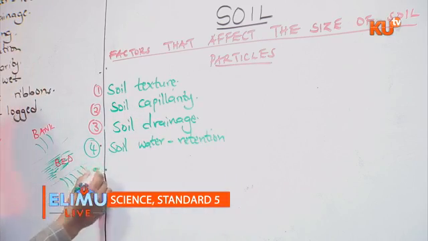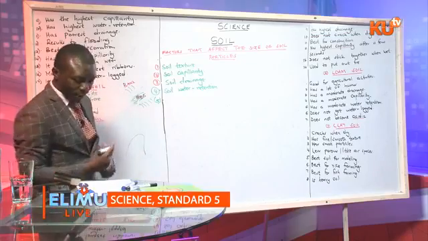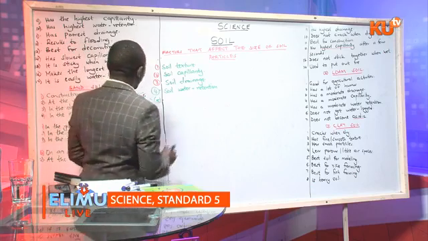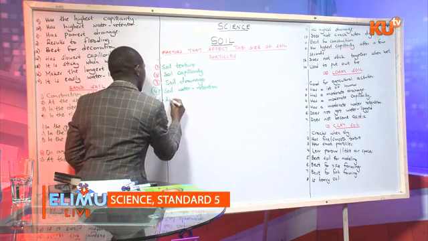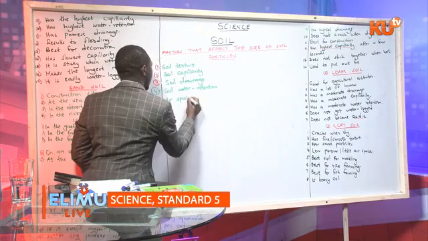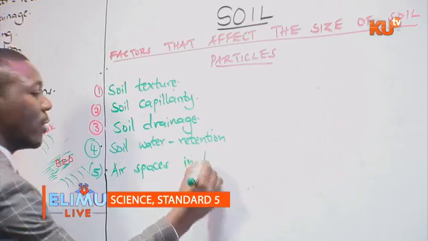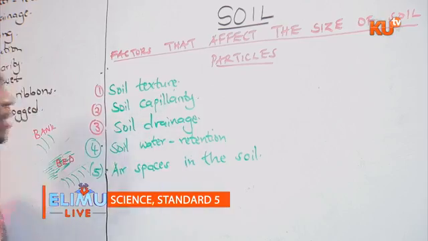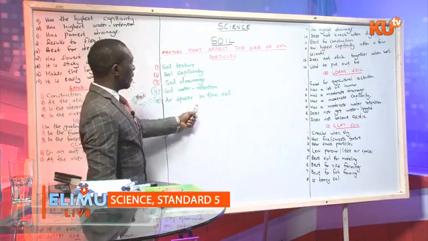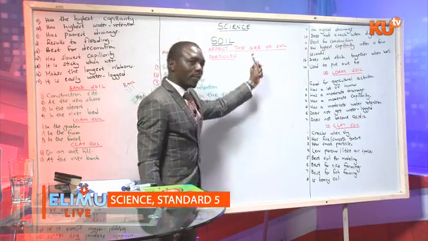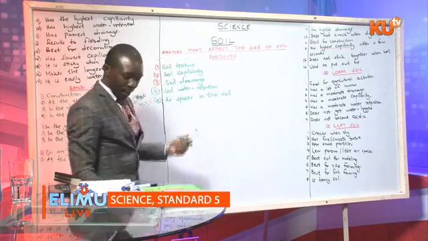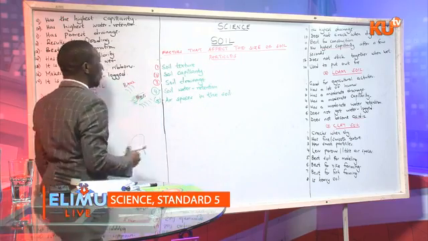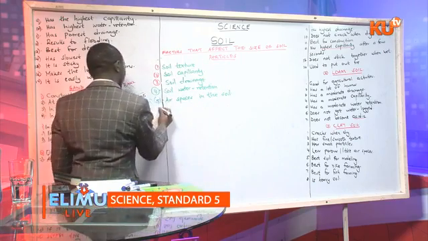And then, is it last or second last? The second last one is the air spaces in the soil. And there is a statement that I said, it is the amount of air spaces that determines the size of the soil particles. Okay? And then the last one is the amount of air in the soil.